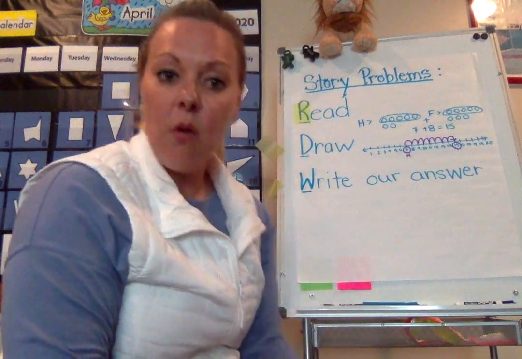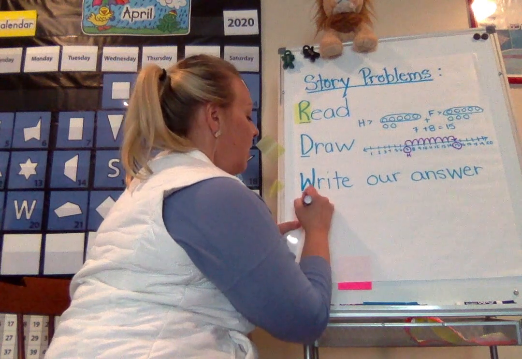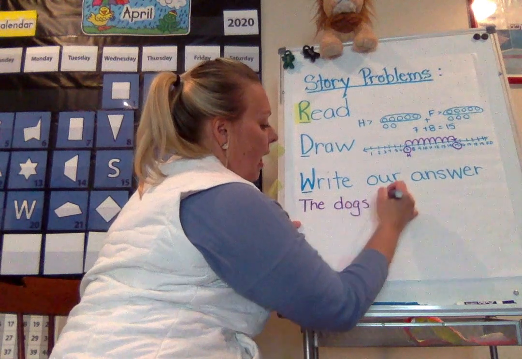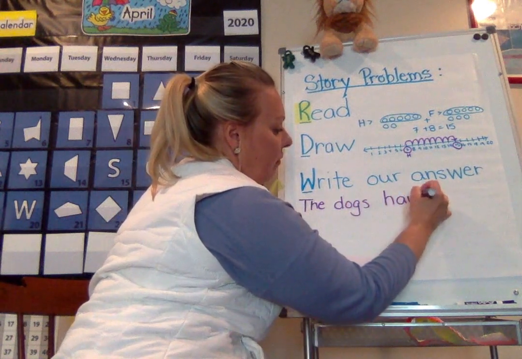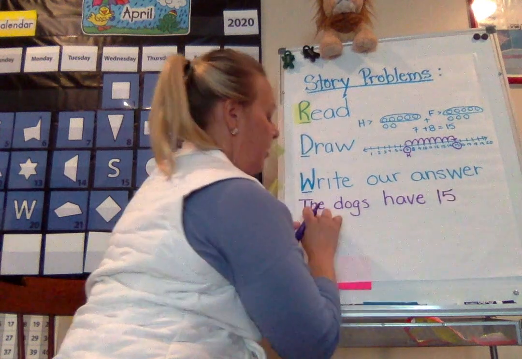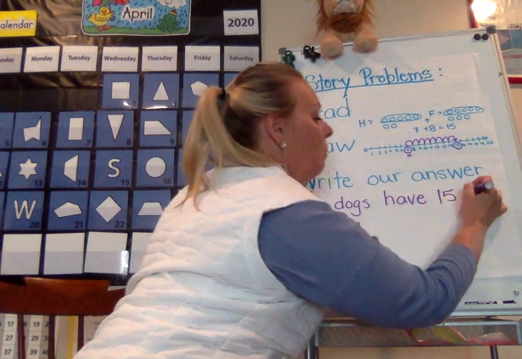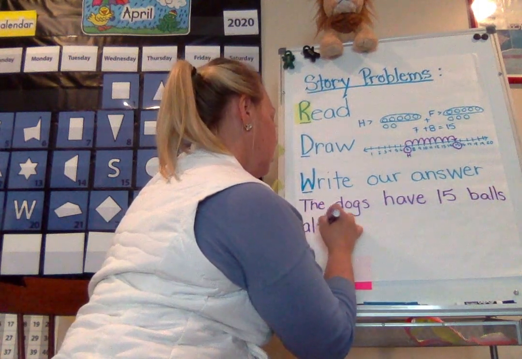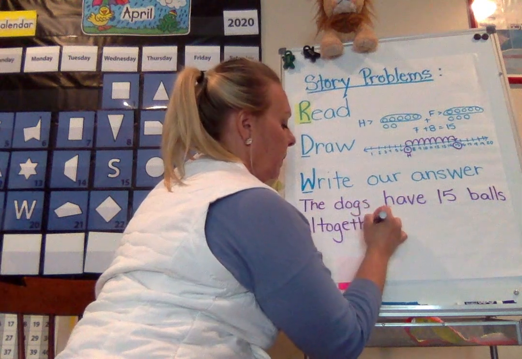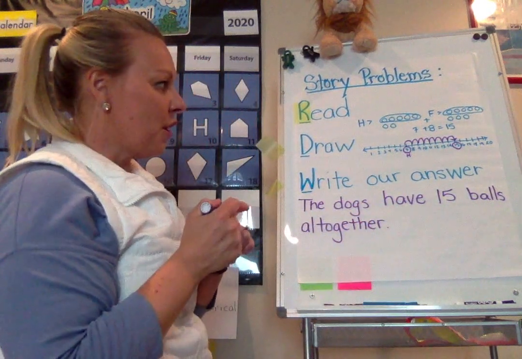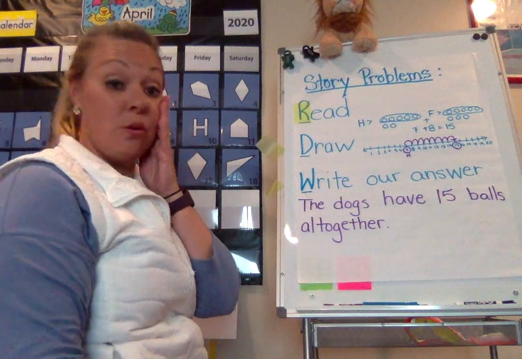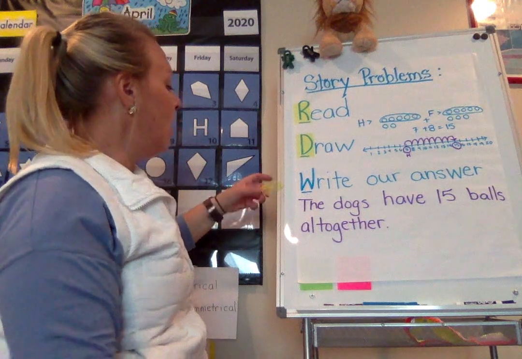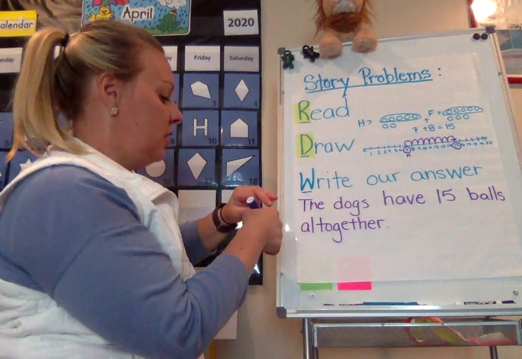So what we're going to do is rephrase and write: the dogs have, how many did they have? 15. The dogs have 15 balls all together. Good job, boys and girls. So that's how you do story problems: read, draw, and write, which is our RDW strategy.